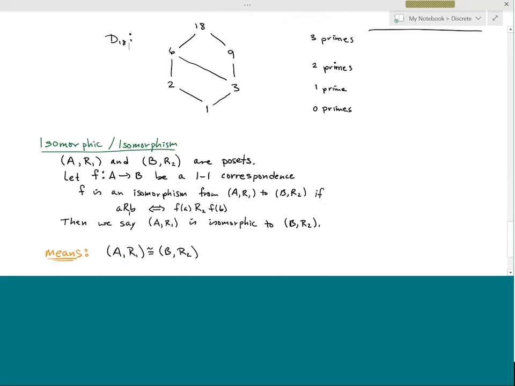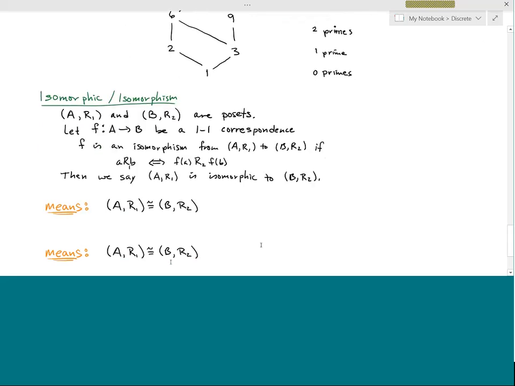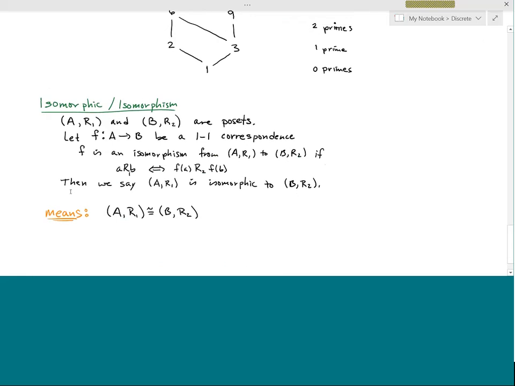Symbolically, you have an equals sign between them with a little tilde up top. Why the tilde up top? This means they are basically the same thing, except maybe the actual building sets that you use in the two different posets are two different things. Okay. In terms of what we actually do, it means they have the exact same structure.